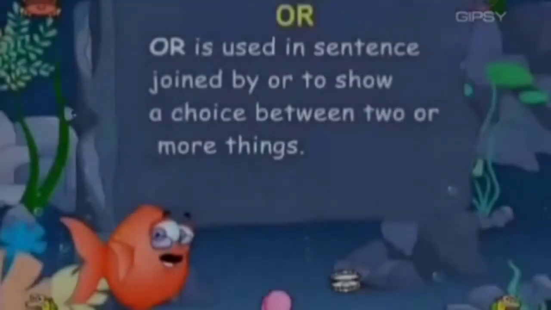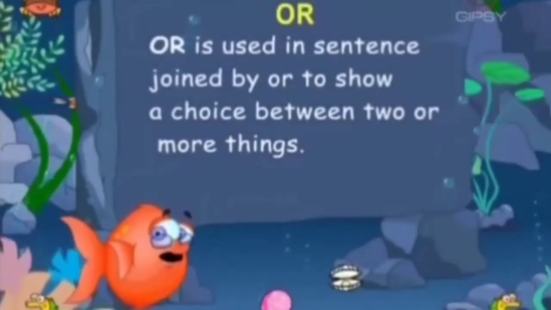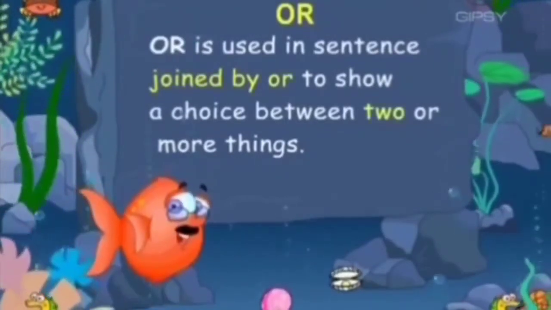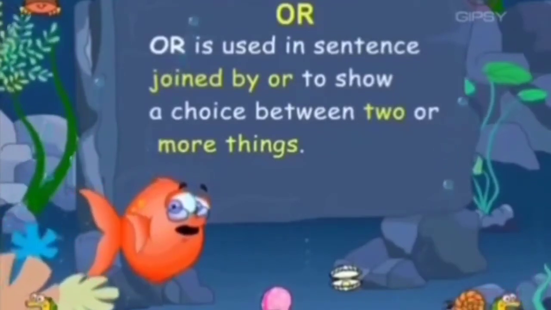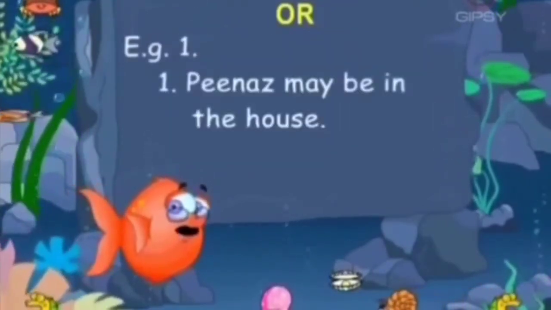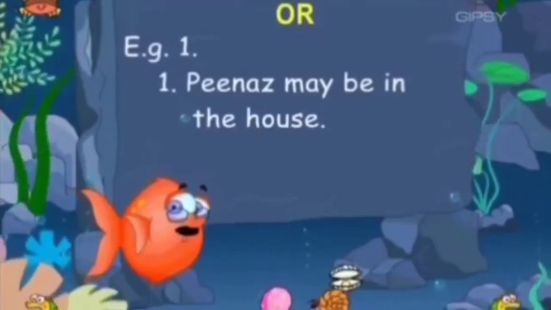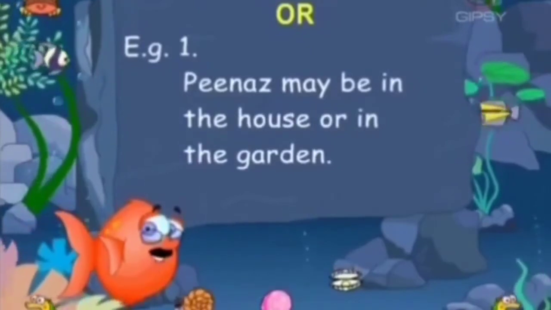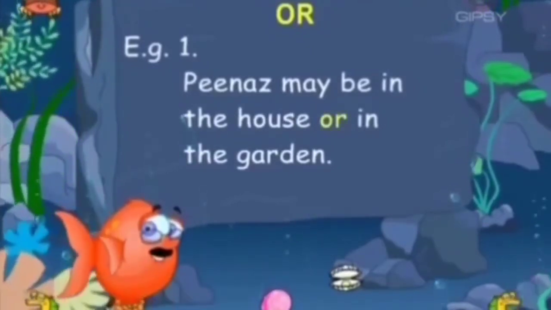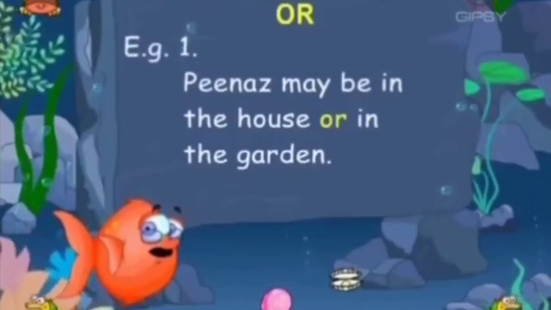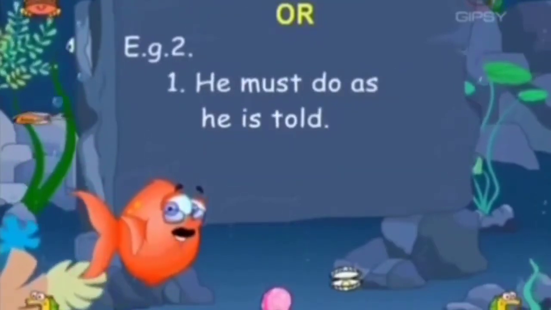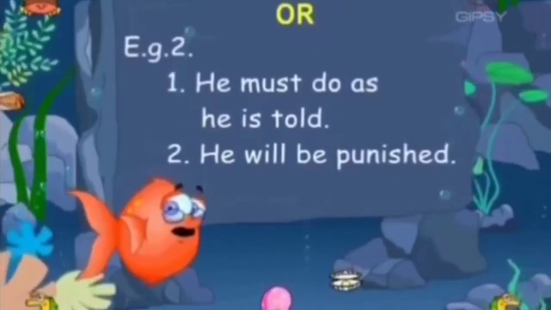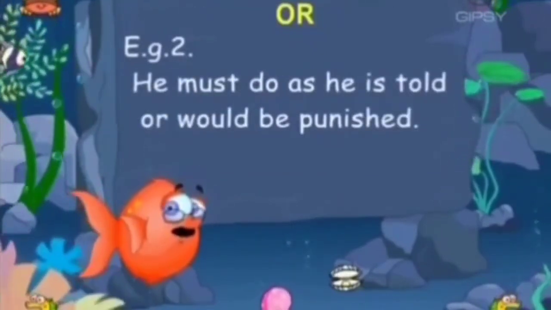The word "or" is used in sentences joined by "or" to show a choice between two or more things. Example 1. Peanuts may be in the house. Peanuts may be in the garden. Peanuts may be in the house or garden. Example 2. He must do as he is told. He will be punished. He must do as he is told or he would be punished.